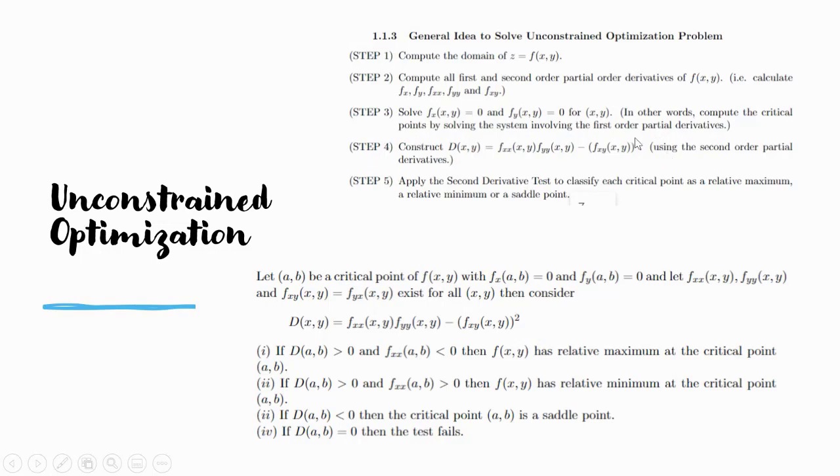And then you will go ahead and set up this equation. You want to remember this formula right here: your second order partial derivative with respect to x times your second order partial derivative with respect to y, subtracted from fxy squared. And your x and your y here are basically going to be your critical points that you're going to plug in.